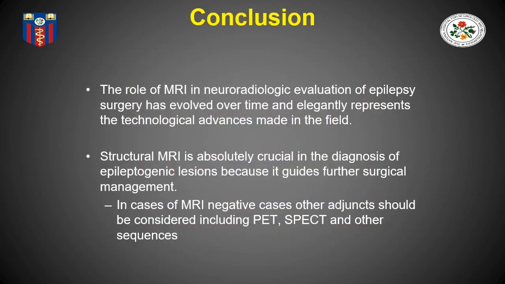In conclusion, the role of MRI in the evaluation of epilepsy surgery has evolved over time and represents the technological advances made in the field. Structural MRI is crucial in the diagnosis of epileptogenic lesions, and it also guides further surgical management. In cases that are MRI negative, clearly there is need of other techniques on top of the MRI, such as PET and SPECT.